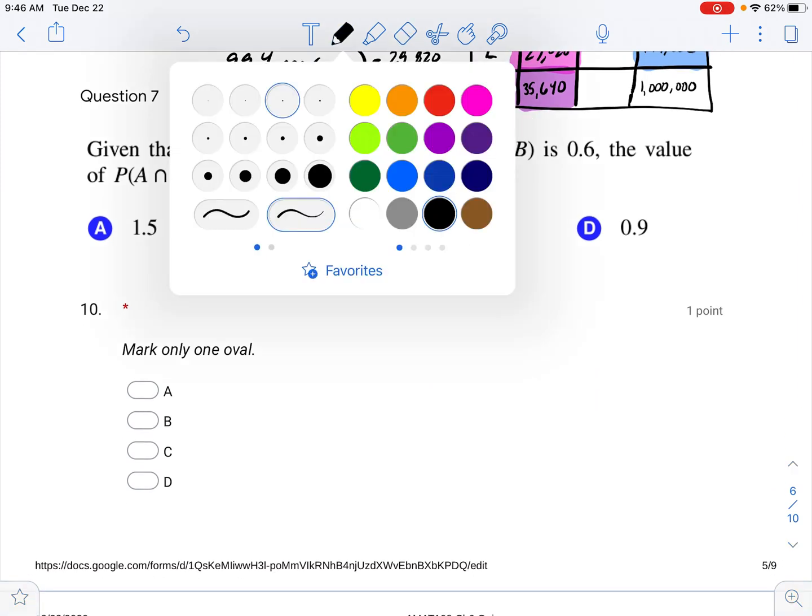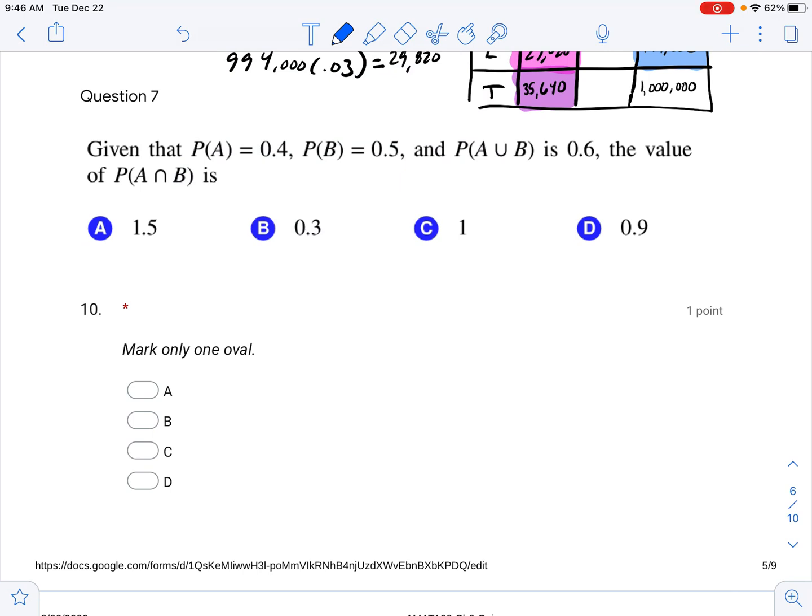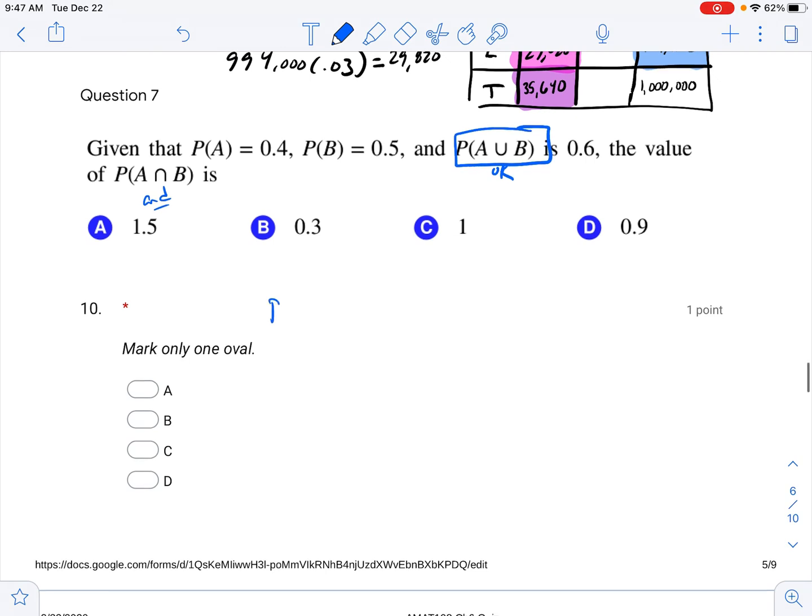Number 7. Given that the probability of A is 0.4, the probability of event B is 0.5, and the probability of A or event B is 0.6, the value of the probability of A and B is going to be what? Okay, so again, this comes out of the general rules of multiplication lesson, dealing with given any two events A and B, and we're really focused on the formula for the OR rule, your general addition rule.